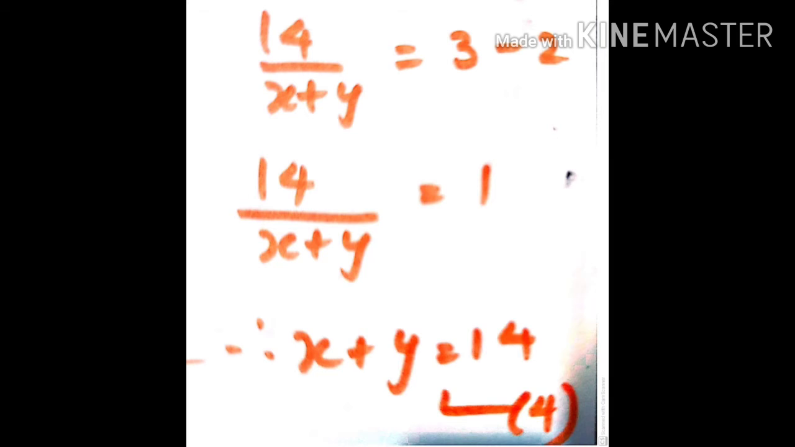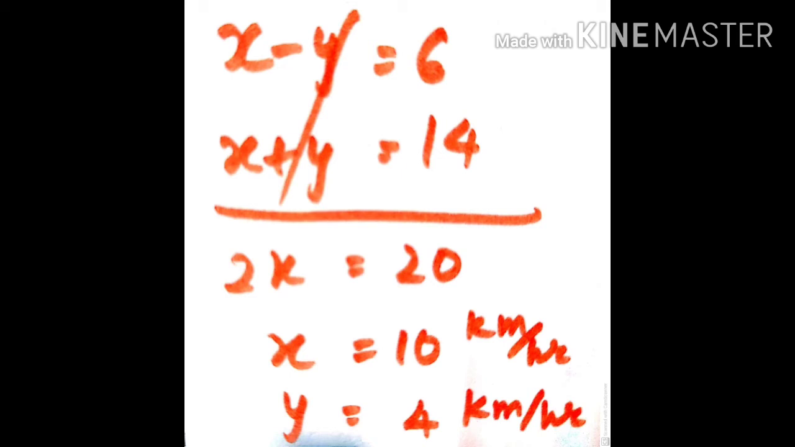Now we got x minus y is equal to 6, which is our equation number 3, and x plus y is equal to 14, which is our equation number 4. So now to solve equations 3 and 4, by solving these two we get our x and y values. Taking addition, the y variable gets cancelled. I get 2x is equal to 14 plus 6, 20. So x is equal to 20 divided by 2, 10 km per hour.